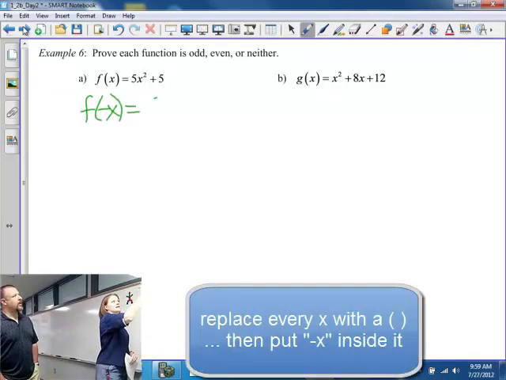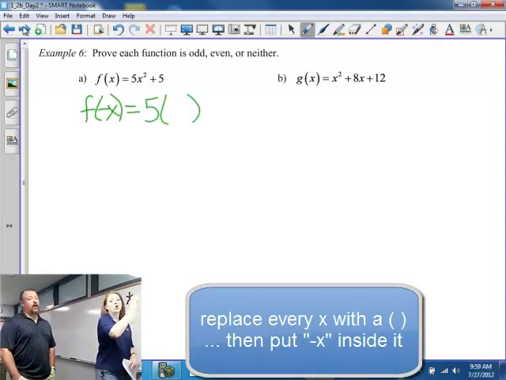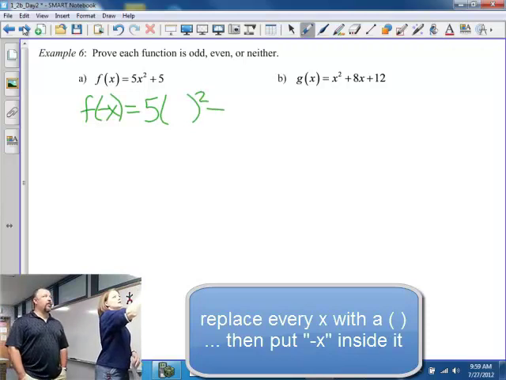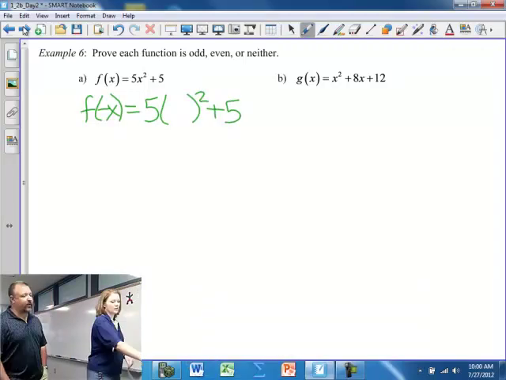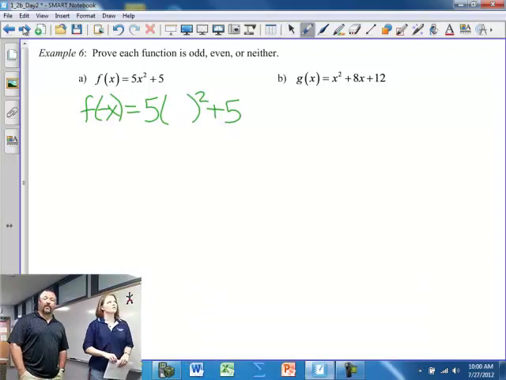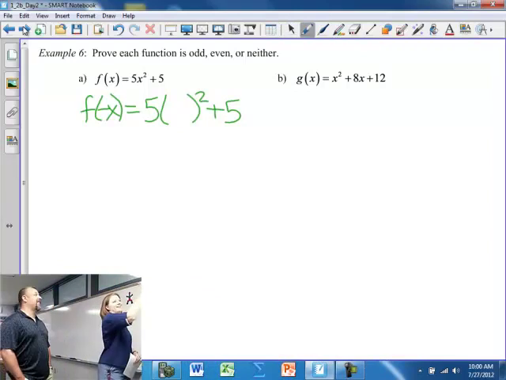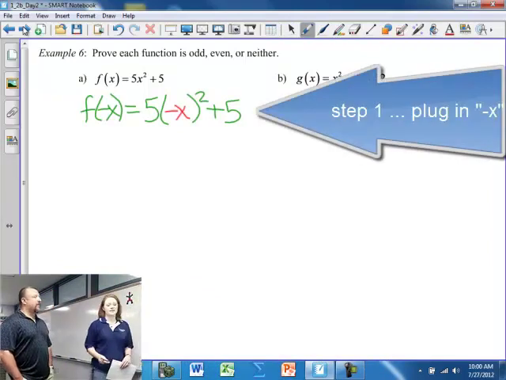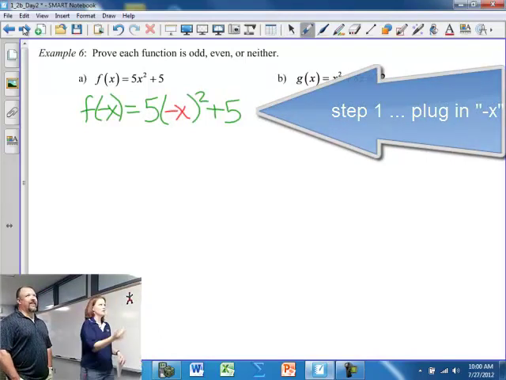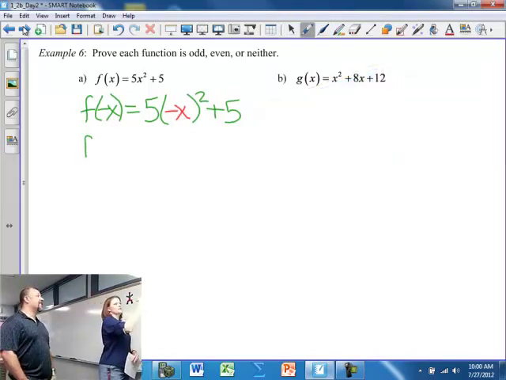Everywhere you see an x, in Algebra 1, I like to tell them to make a little home. If you put parentheses around everywhere there's an x, you really are going to have a harder time screwing this up, which is a good thing. So I'm going to put a negative x everywhere you see an x. The second step is simply to follow the rules of algebra. That's the hard part for some people. Do we know any rules of algebra here?